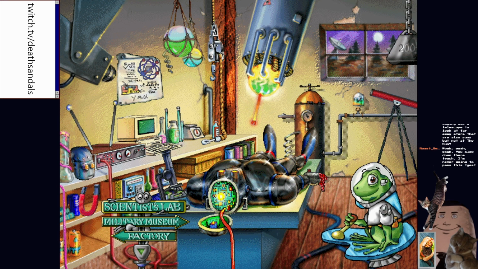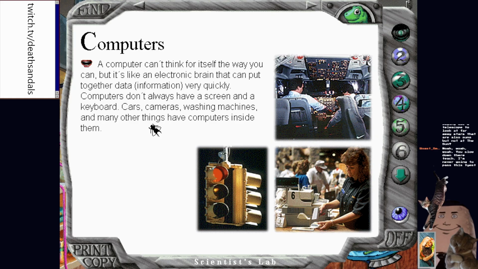Maybe stick with what I know. Learn about some computers. A computer can't think for itself the way you can, but it's like an electronic brain that can put together data, information, very quickly. Computers don't always have a screen and a keyboard. Cars, cameras, washing machines, and many other things have computers inside them.